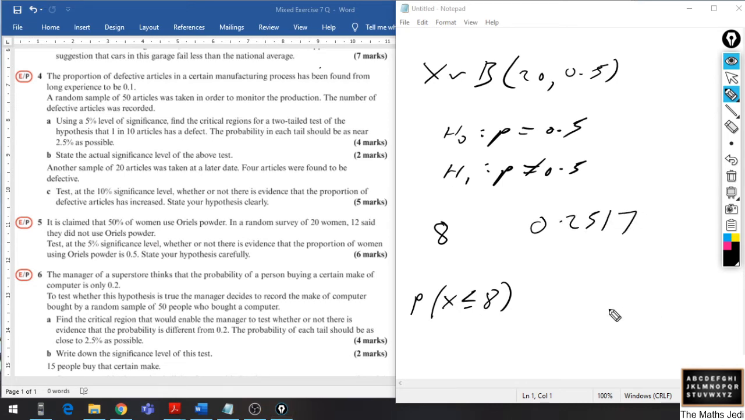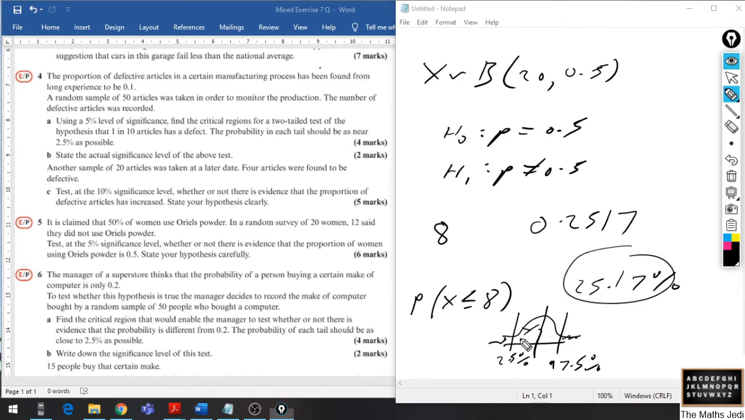Well, that's certainly more than we need to be, because we're testing at the 5% significance level. That's 2.5% either way. So again, looking at the two-tailed test and how it works, this would be the lower 2.5%, and this would be the upper 2.5%, 97.5% here. And this region is 25.17, so somewhere in there.